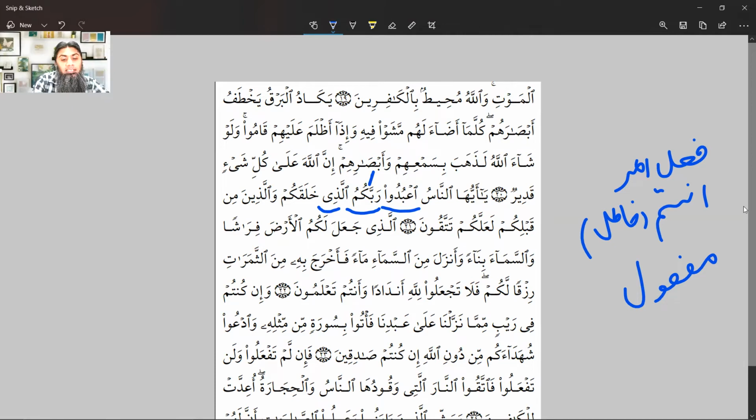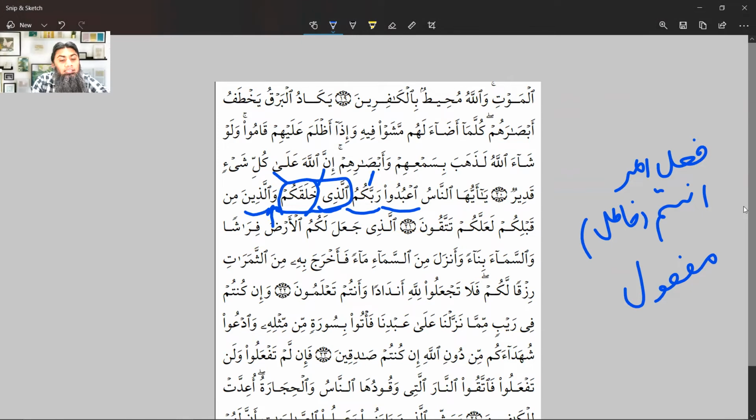So alladhi is mawsul, khalaqakum is sila. Khalaqa and kum. Khalaqa is fil madi, it has a built-in fail huwa, and kum is an attached pronoun. This kum will perform the role of maf'ul. So khalaqakum is a complete sentence. Sila, alladhi was ism mawsul. Mawsul and sila together are the jumlatul mawsula. Jumlatul mawsula will define the rabba.